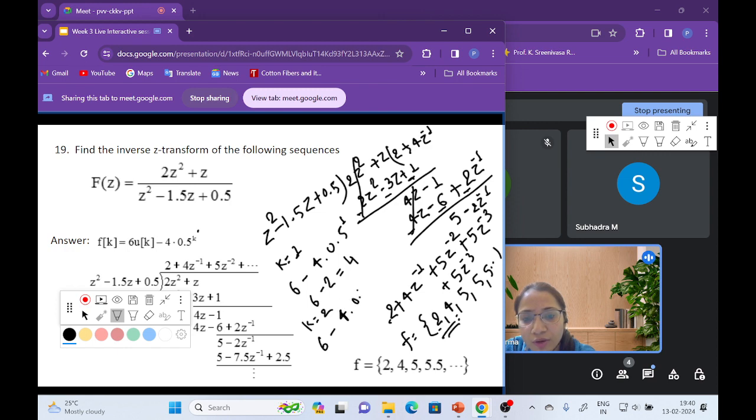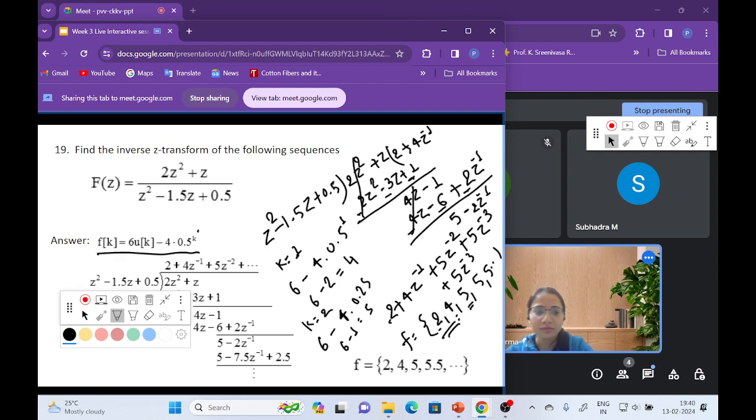So 0.25, multiplied by 4, will become 1 only. 6 minus 1 is 5. So in odd, it is getting 5 at k is equal to 2. Similarly, you can find the other values also, at k is equal to 3, and that will become 5, 5, 5. So it can be represented in this form.